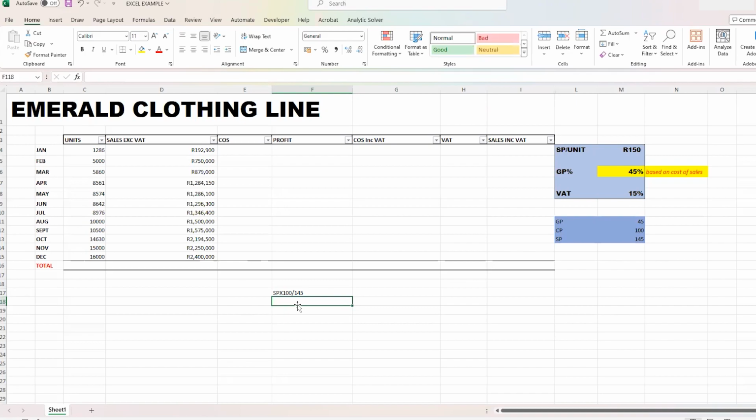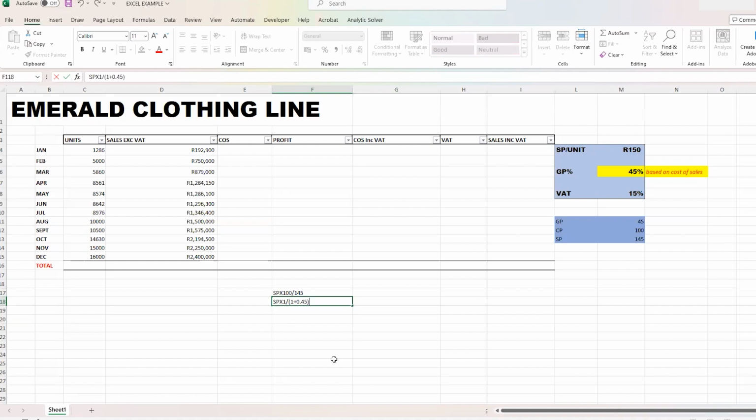If I continue with this, I'm saying SP multiply by, if I change this to decimal, it's going to be multiplied by 1 divide by 1.45. Or alternatively, if I want to remove the 1, I can open a bracket and say I remove the 100 and I'm adding 0.45 to the 100. So it can be 1.45 like we did. This is me breaking it down.